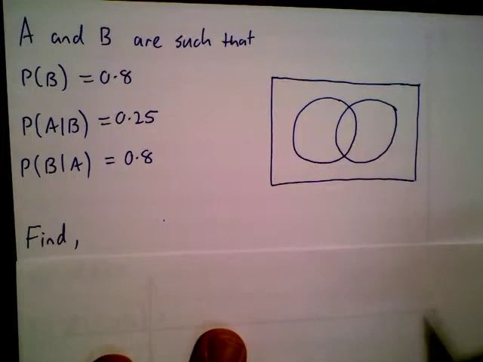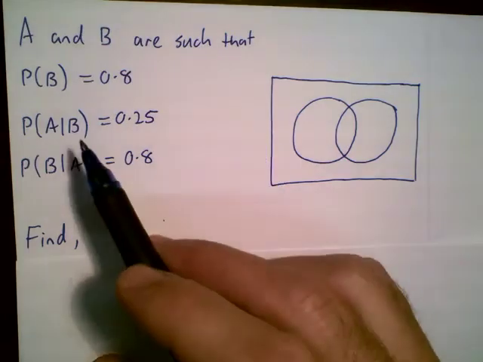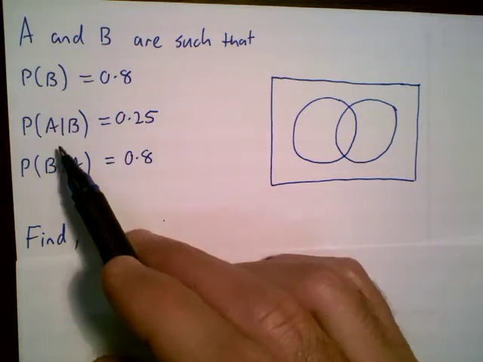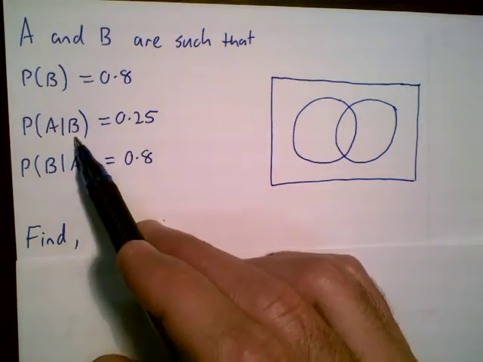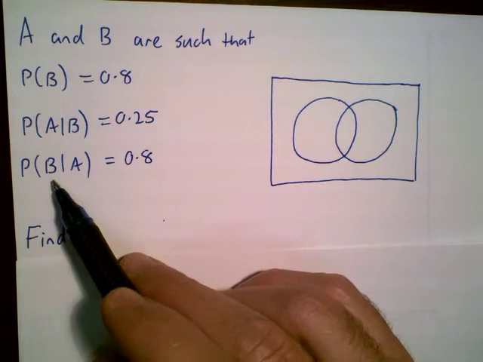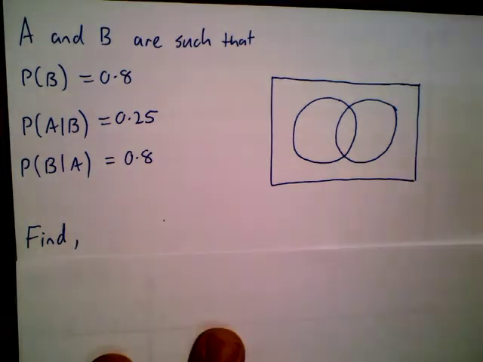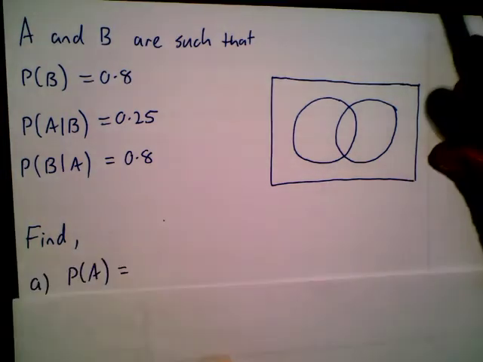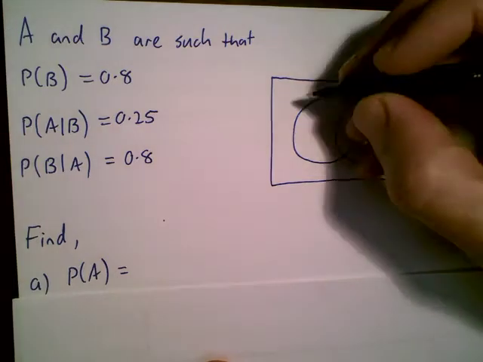Okay, we've got two events A and B, and we're given that the probability of B is 0.8, the probability of A given B is 0.25, and the probability of B given A is 0.8. We're asked to find a few probabilities, including the probability of A. So let's start off with the Venn diagram.